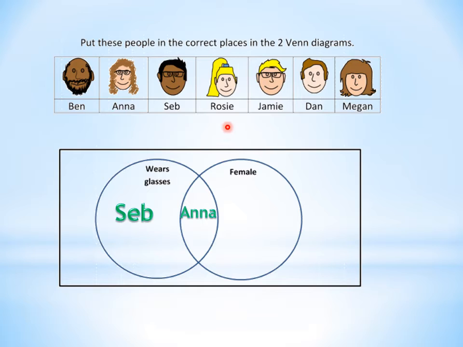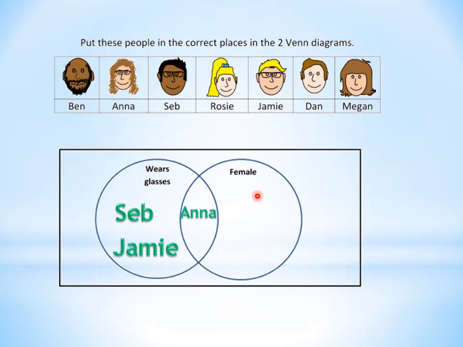Okay, what about Rosie? No, because I want people wearing glasses and are not females. Yes, Jamie is wearing glasses and he's not a female, so I will add the name of Jamie. What about Dan? He's not wearing glasses, and Megan, she's not wearing glasses.